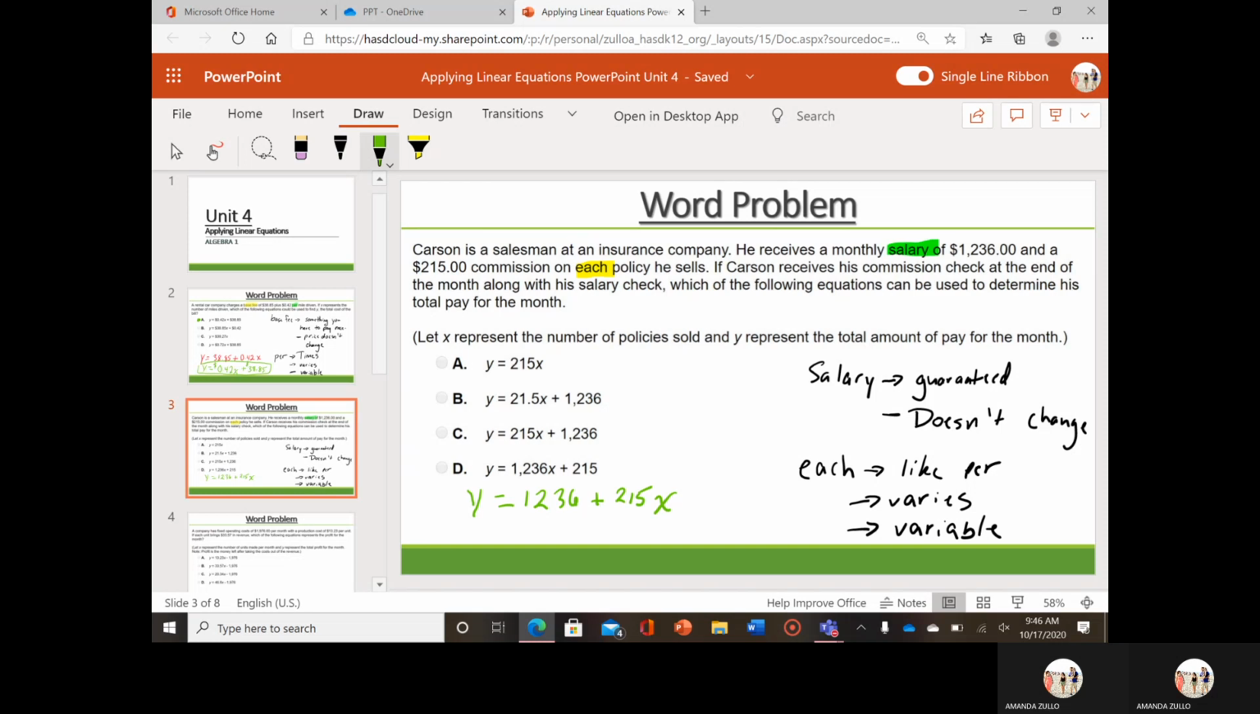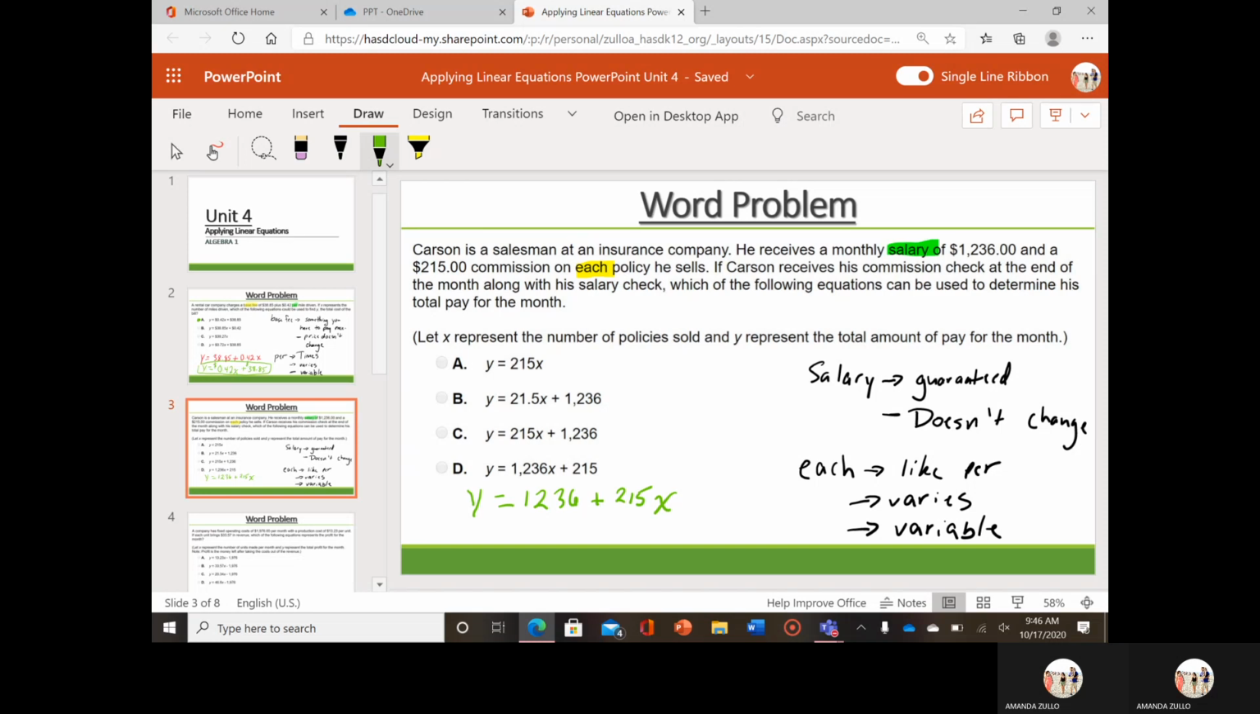Okay. So when all is said and done, if you want to find out what Carson makes in the month, you take your $1,236 that he's definitely earning, and you add 215 times however many policies he's selling. If he sells 0 policies, you have $1,236 plus 215 times 0. So he's only making $1,236. All right. The more policies he sells, obviously, the more money he's going to make.